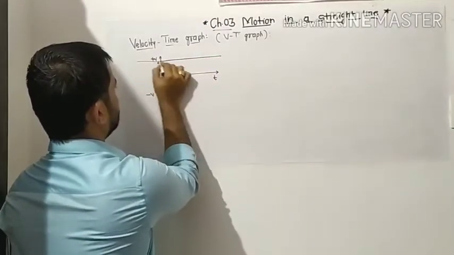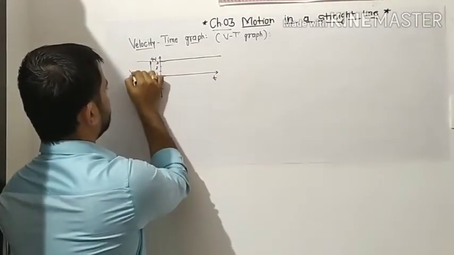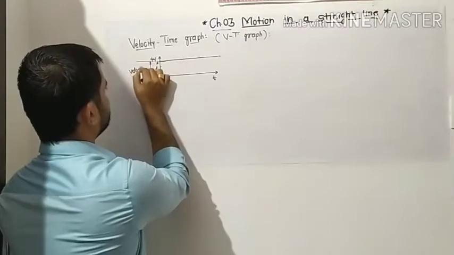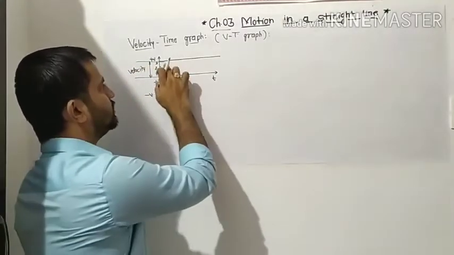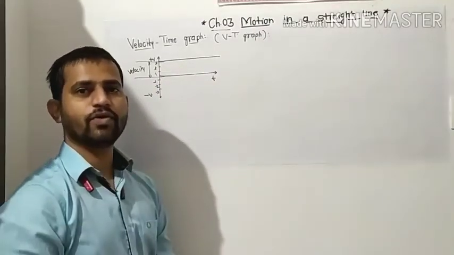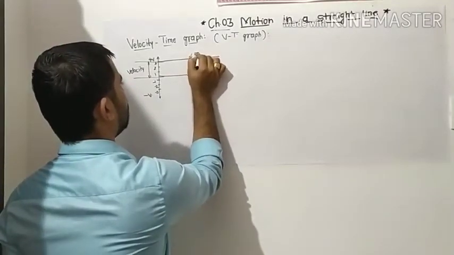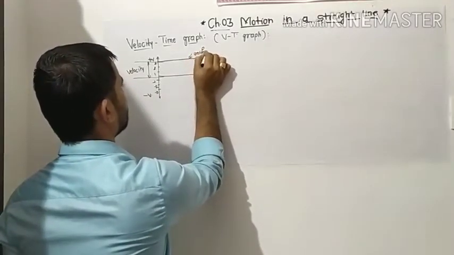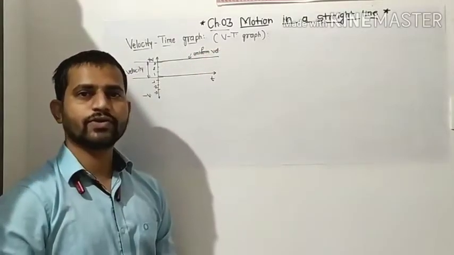So this value will represent the velocity, and this graph shows that it is continuously moving with the uniform velocity of 3 meters per second. This is the uniform velocity.